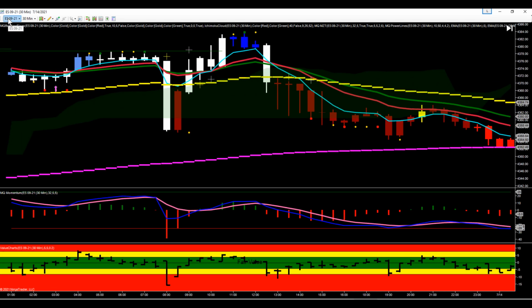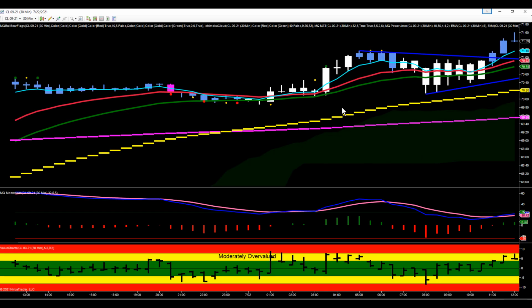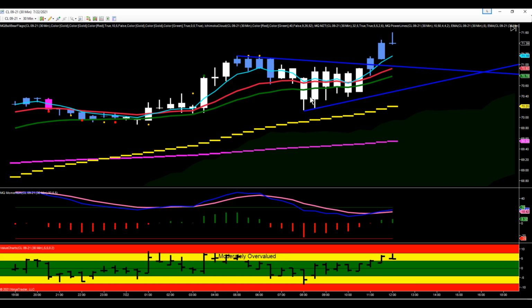And this is for all the different markets. Here's crude oil, for example. Today, crude was just chopping up and down. Bearish bar, bullish bar, bearish bar, bullish bar, bearish bar, bullish bar. And then we finally broke out of this little pennant, and crude made a little move up into our target.